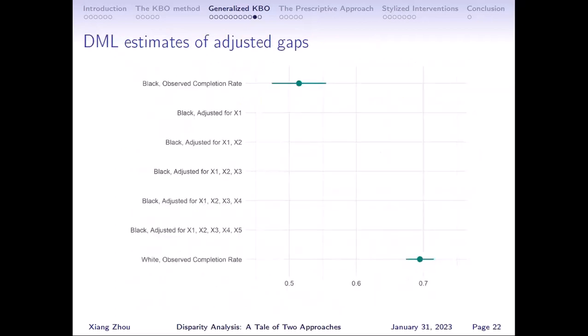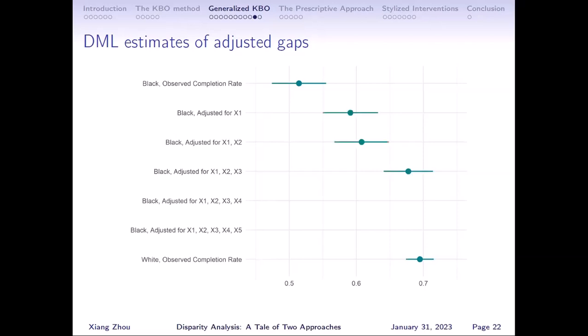So here are the DML estimates of adjusted gaps. Actually, these are not adjusted gaps, they are adjusted mean completion rates. This is not the correct label here. From the first row and the last row, we can see that the observed completion rate for Black students was barely about 50%, whereas the completion rate for white students is close to 70%. There is a kind of 18 percentage point gap.